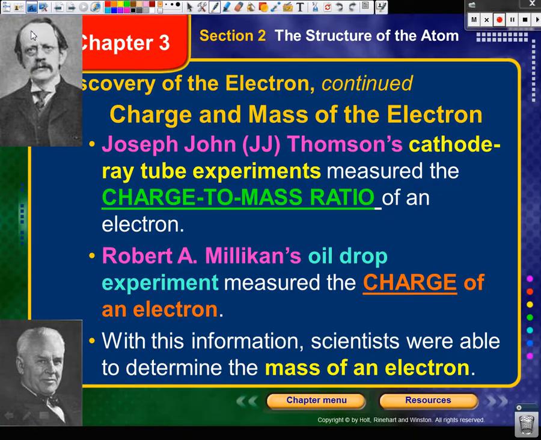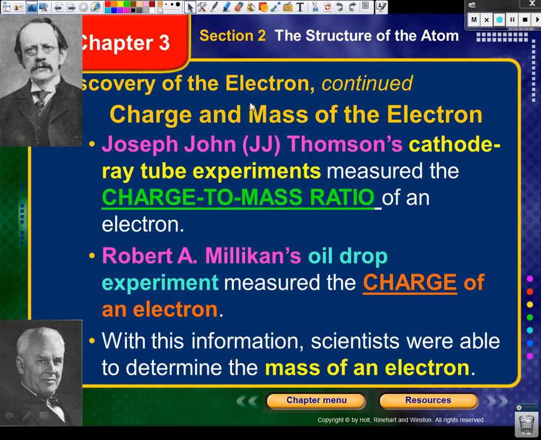So the second guy we need to know is Robert Millikan, and that's his picture at the bottom. J.J. Thomson is at the top. Robert Millikan, again, his name, what he did, and what he discovered. Robert Millikan used what experiment? The oil drop, and what was he able to determine? The charge of an electron. Now, before we go any further, what is the charge of an electron? Negative. Okay? And I'm going to show you a picture of both of these in just a second.